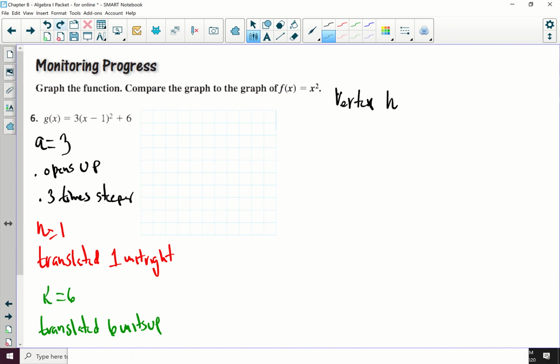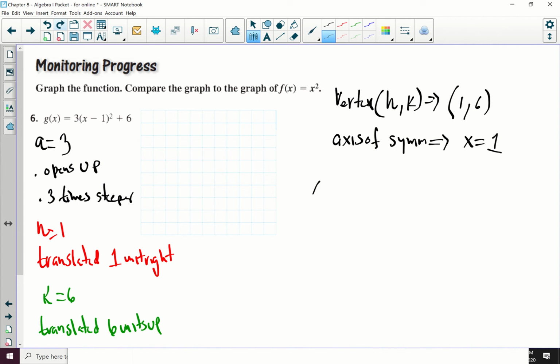What I want to do now is write down the vertex of our function. Our vertex is (h, k), so that means h is 1, k is 6. Our vertex is at (1, 6). The axis of symmetry is at x equals h. That means x equals 1. That's where our axis of symmetry will be. It goes right through the x coordinate of that vertex.